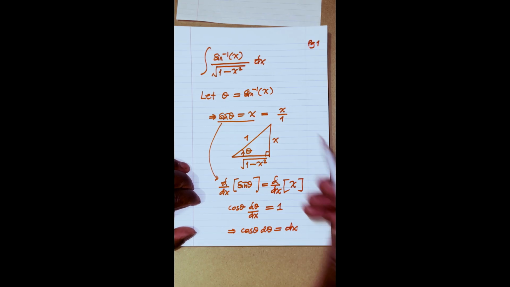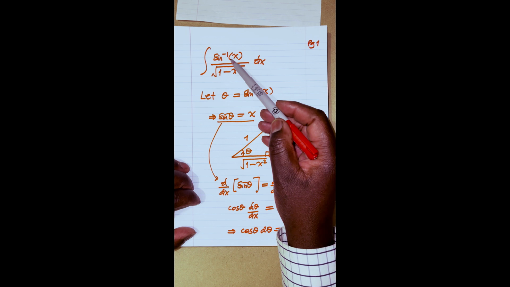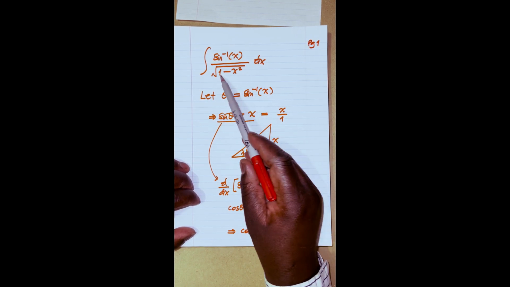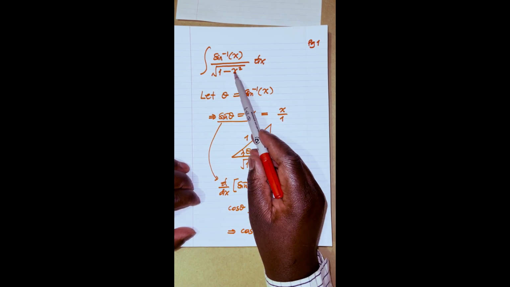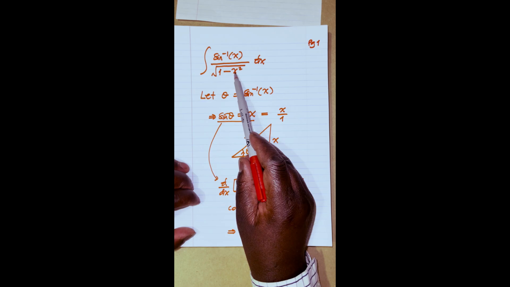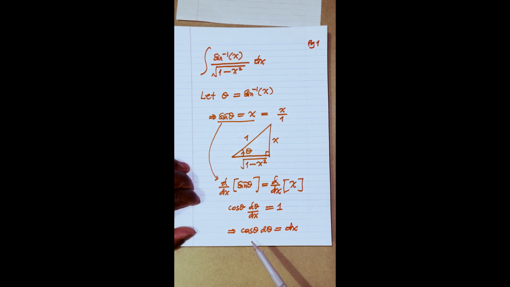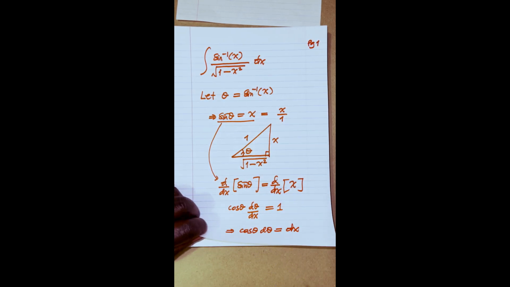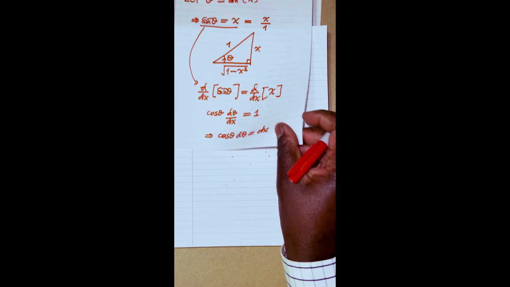Fantastic. Now this integral can be transformed as follows. The numerator must be replaced by theta. In the denominator, I'm going to have 1 minus sine squared of theta. Remember, x is equal to sine theta, so we have to put sine theta here. And dx will be replaced by cos theta d theta. As follows, taking us to page 2.